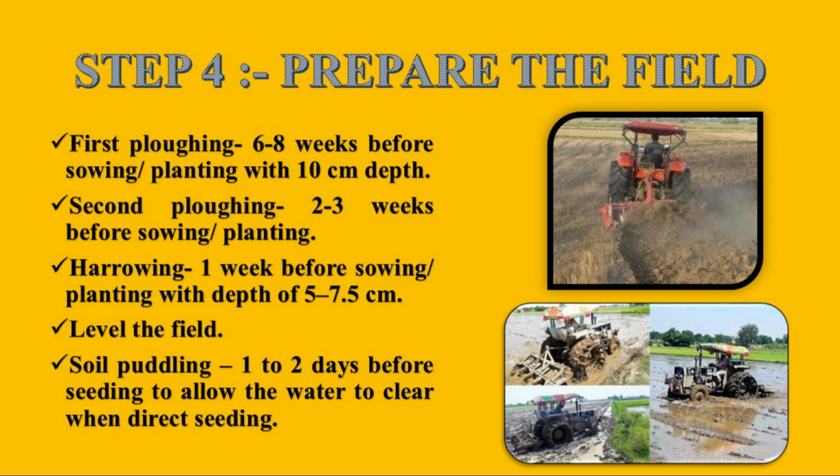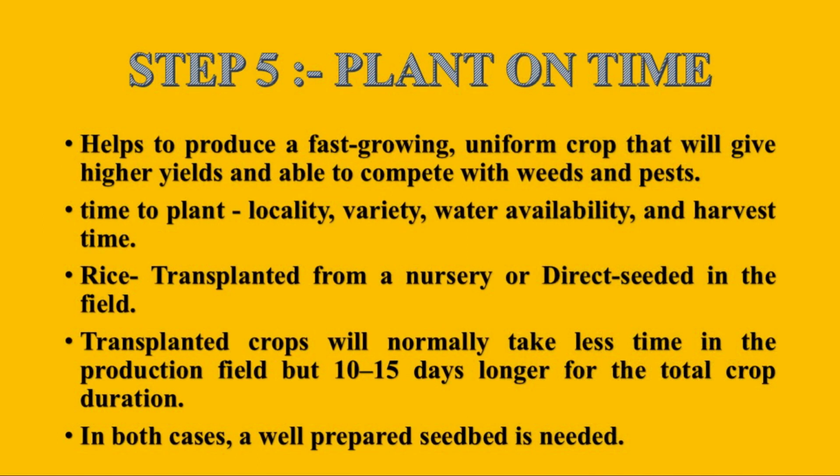Step number 5, plant on time. Planting the crop on time will help produce a fast growing uniform crop that will give higher yields and will be better able to compete with weeds and pests. The time to plant depends on the locality, variety, water availability and the best harvest time.